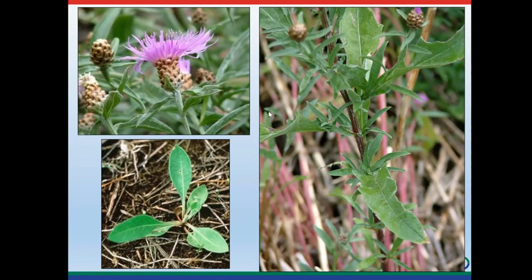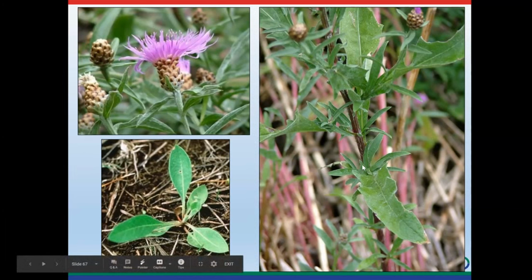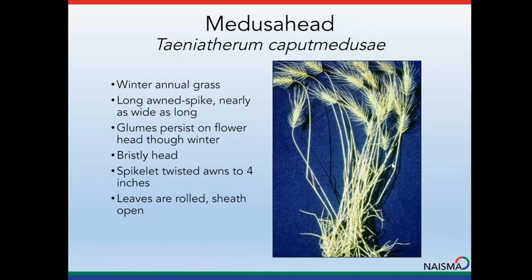You can see the complexity of the leaf arrangement and the different types of leaves, going from very simplistic to really divided on that leaf stem. So that was meadow knapweed.